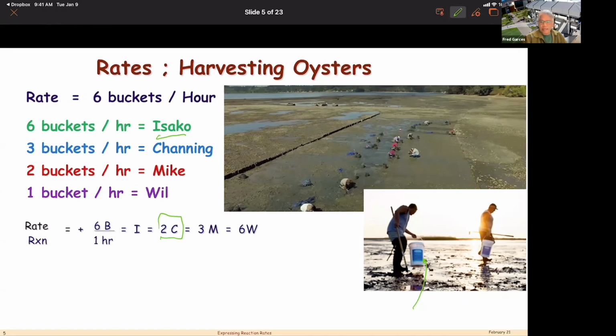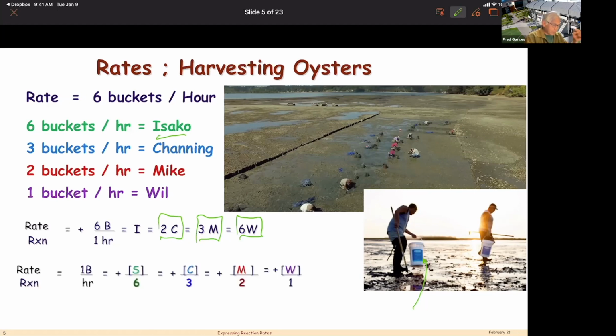And Mike, he can only collect 2 buckets per hour. So it takes 3 Mikes to equal 1 Isako to collect 6 buckets per hour. And then, of course, my poor brother Will can only collect 1 bucket per hour. So it takes 6 Wills to collect the same amount as Isako. What ends up happening is Isako starts helping out my brother. But anyway, that's for another story. You can see here how we normalize things so that we can put in an equation the relationship of each individual person to the rate by which you can collect oysters.